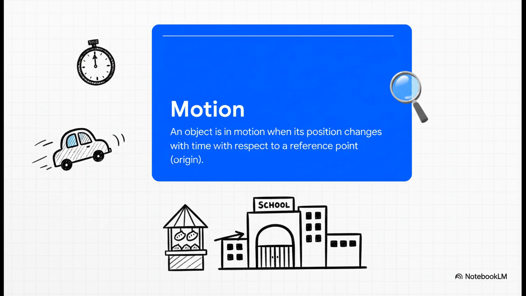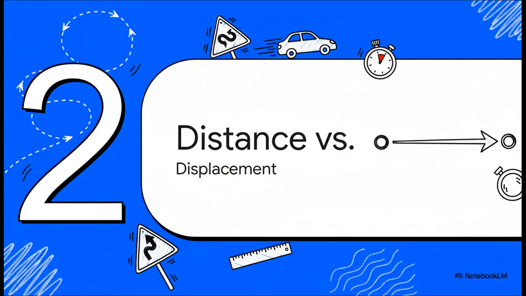Now, what on earth is a reference point? Think of it this way. You find an amazing new Momo stall, how do you tell your friend where it is? You'd say, "Arey, it's just near the school gate," right? That school gate, that's your reference point. In physics, we just call it the origin. See? So simple.